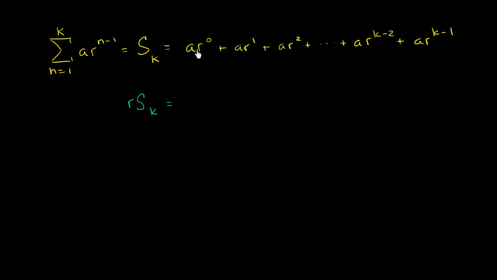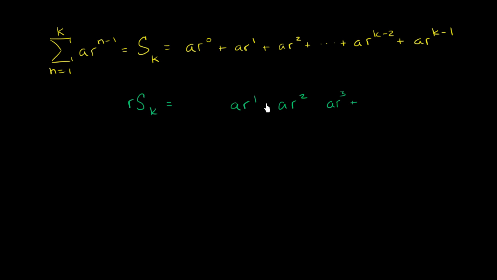So a times r to the 0 times r is a times r to the 1st. A times r to the 1st times r is a times r squared. A times r squared times r is going to be a times r to the 3rd power. Then we're going to keep going.